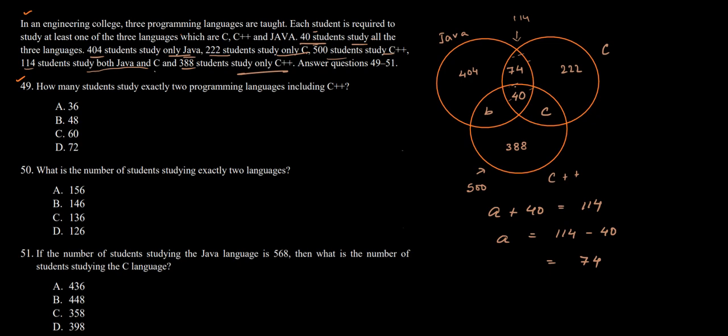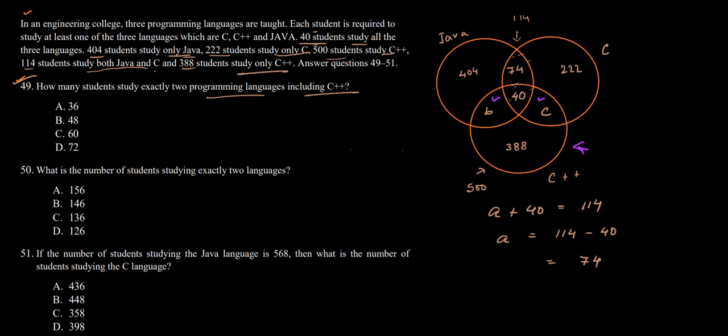Now let us move on to our questions. So here the first question is, how many students study exactly 2 programming languages including C++? Okay, we need to find the number of students studying 2 programming languages including C++. So here we have C++, and 2 programming languages means this part and this part, which is B and C.